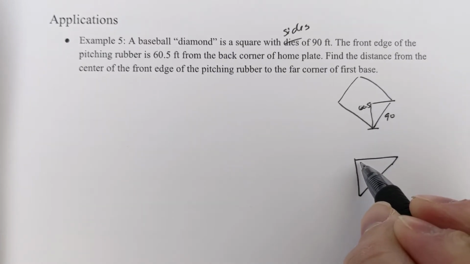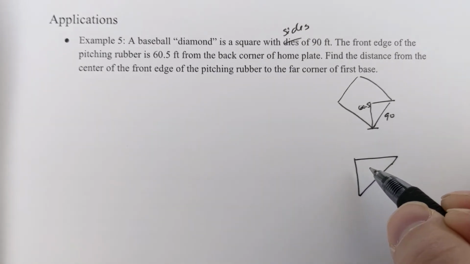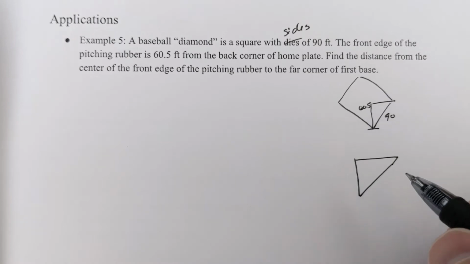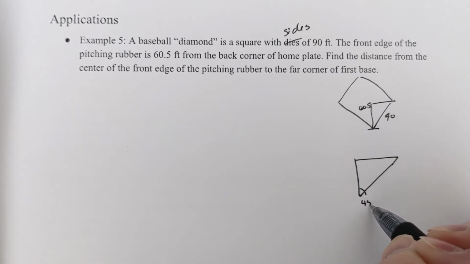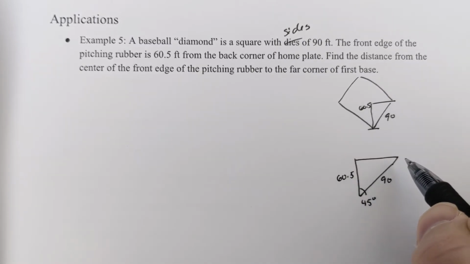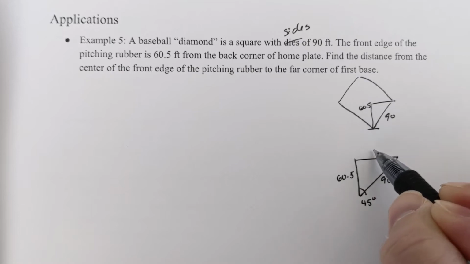Now notice that's not actually a right angle, just so you know. So that's why I can't assume that that is the case. I do know that this angle is 45 degrees. I know that this distance is 90, and I know that this is 60.5. So I'm trying to find this distance here.